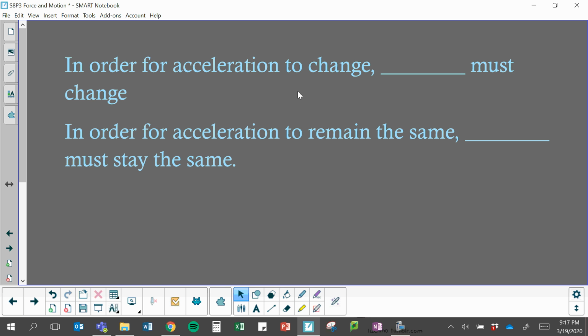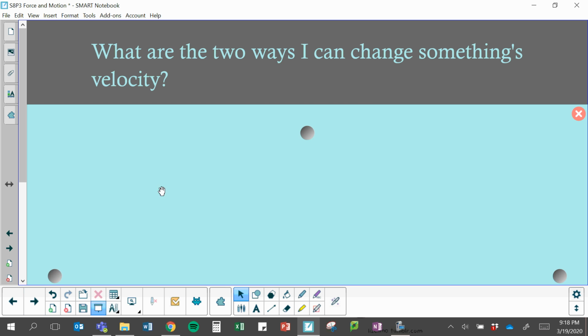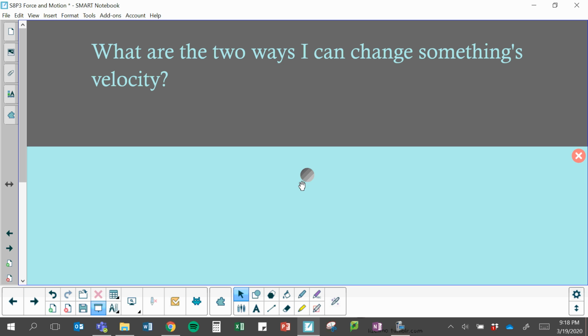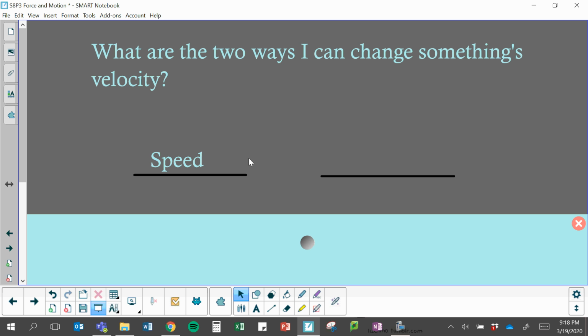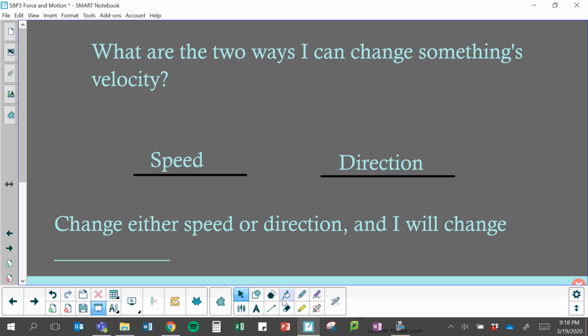In order to accelerate, we must have velocity changing. And in order for acceleration to remain the same, our velocity must stay the same. As a reminder, there are 2 ways we can change something's velocity. We can change its speed, how fast it's going, or we can change its direction. Remember, velocity is speed plus direction. So if we change either of these things, we are changing the velocity, and therefore the acceleration.